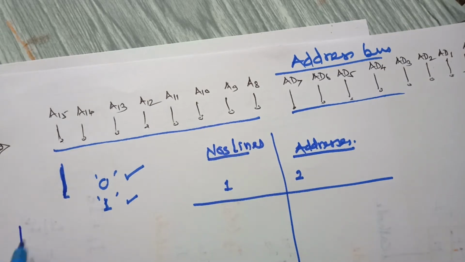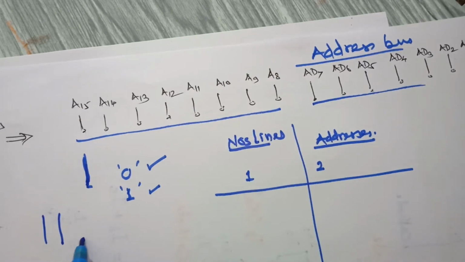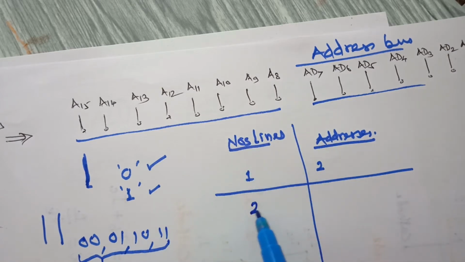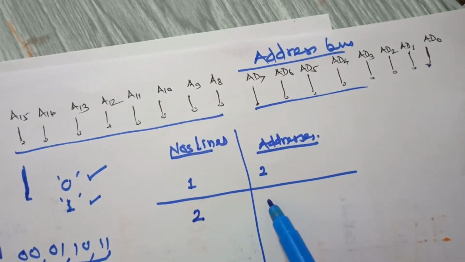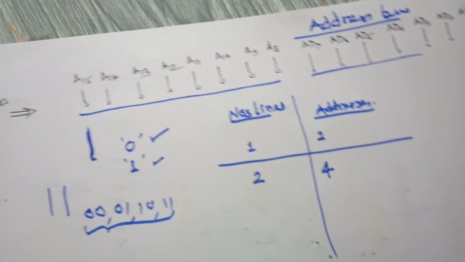Now if I have two lines, on these two lines I can have the address as 00, 01, 10, 11, right? And how many possible combinations? 4. So with two lines the number of addresses possible is 4. Understand? So with two levels, 00, 01, 10, 11, only two levels here, 2 bits. So with 2 bits and 2 lines, 4 addresses can be created.